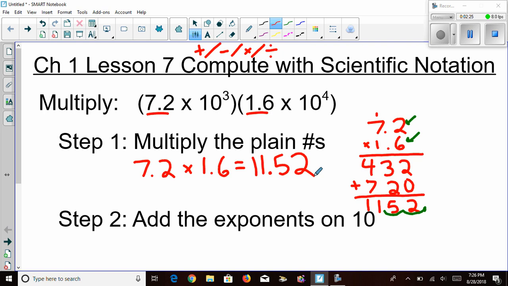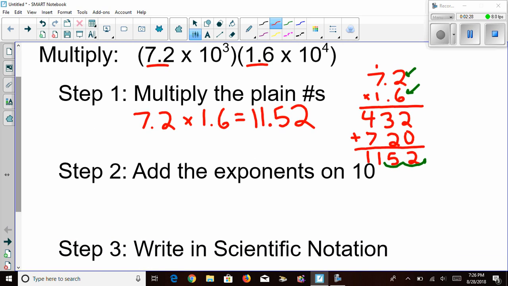For the second step, I need to look at our powers of 10. 10 to the 3 and 10 to the 4. When we are multiplying, we've already spoken that when we multiply powers, we start by writing the base and then adding the exponents. In this case, the 3 plus the 4. That's going to give me a new power of 10 to the 7.